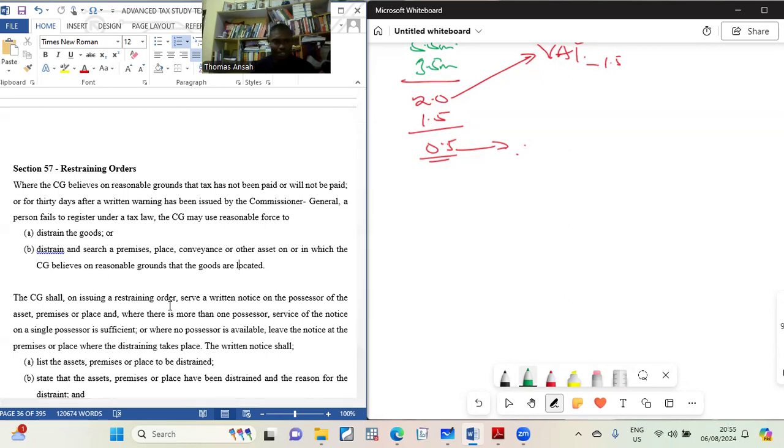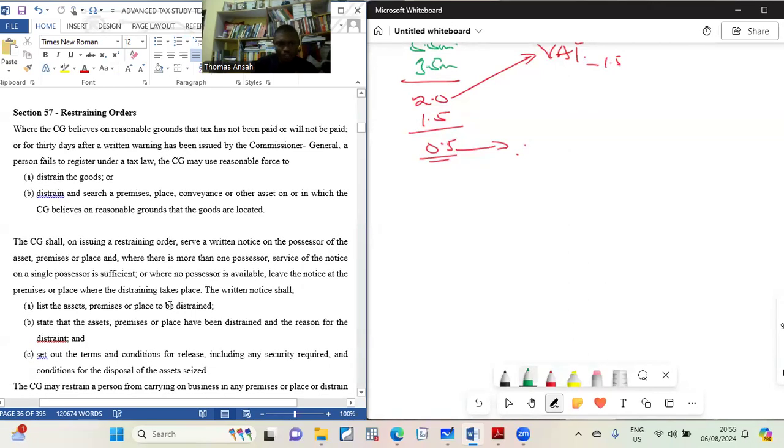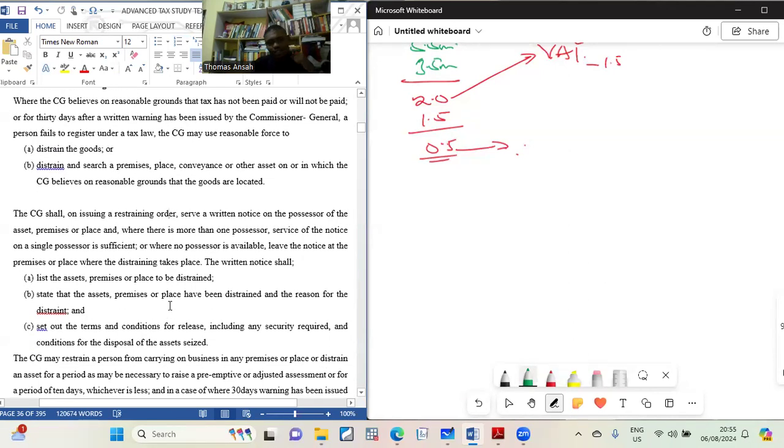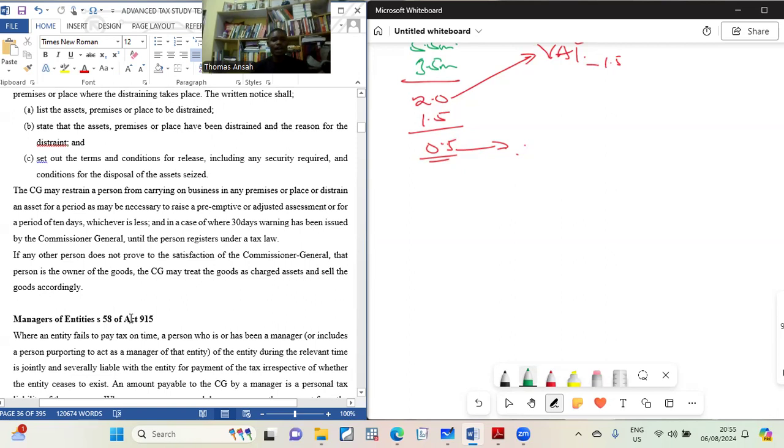So he can do that. He can issue a restraining order, so that you cannot even use a good. He can actually say that you cannot go to your premises. There are some premises they will chain and lock and restrain you from going to that office. So those are the things that can happen.